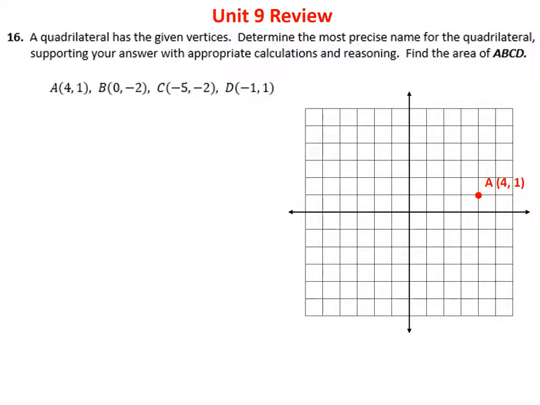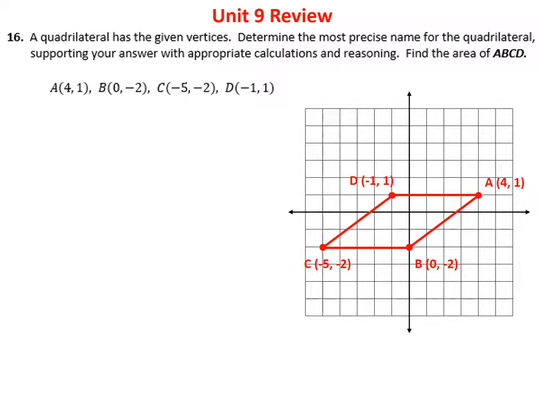Point B is 0, -2, so we stay there, no right or left, and just go down 2. Point C is negative 5, negative 2. That means 5 to the left, and then down 2. And the last point, negative 1, 1, means 1 to the left and 1 up. And there's our parallelogram. Okay, we can see it's a parallelogram, but now we've got to prove it. We also got to make sure that it's not a square or a rectangle, although we can pretty much see it's not going to be a square or rectangle.